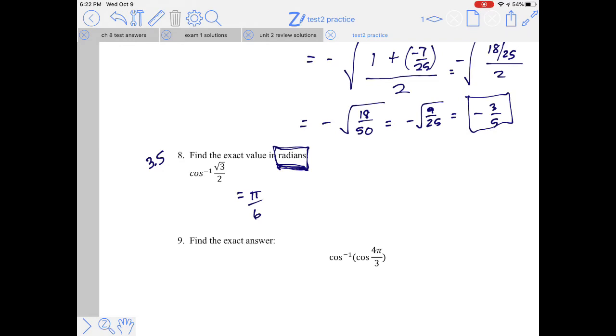It could be sine inverse or tangent inverse. It could be different trig functions, but, boy, there's not much that could vary here. What if it was, let me just write this one down. Inverse cosine of 7/2. What would we say to that one? It's undefined. No solution. Undefined is what we would technically say. Why is it undefined?